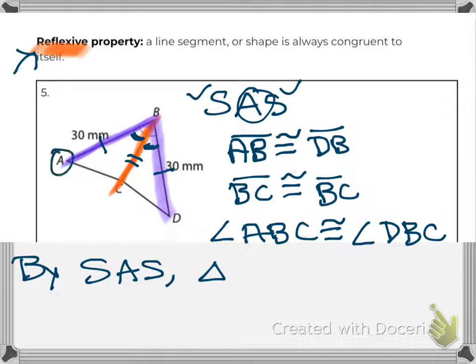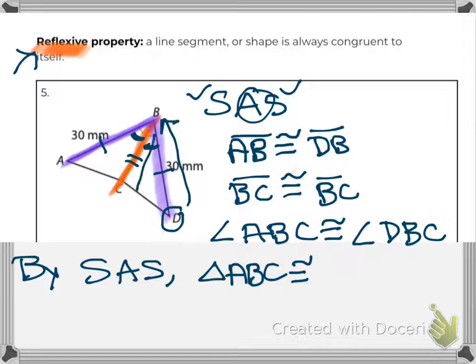So as far as naming goes, I'm going to start at A and go to B, and then to C. So I went along the purple and then along the orange. So I'm going to have to do the same here. I'm going to start at D, go along the purple to B, and then along the orange to C. Oops, forgot my triangle symbol. D, B, C. And that's it.